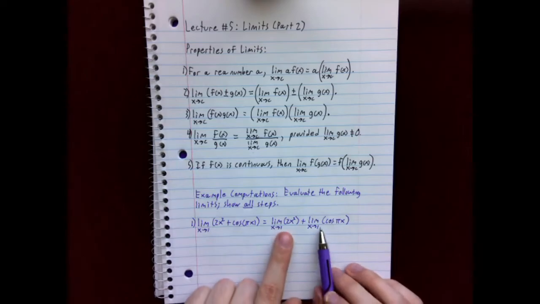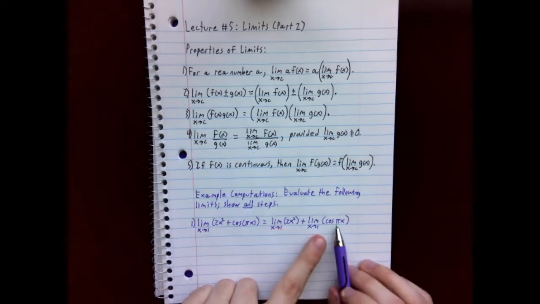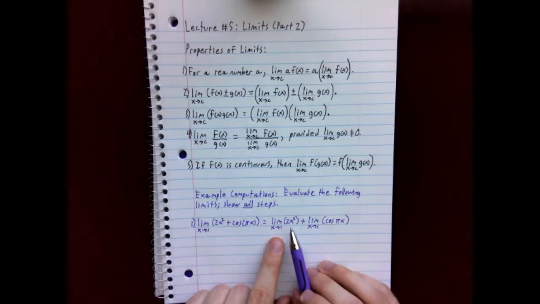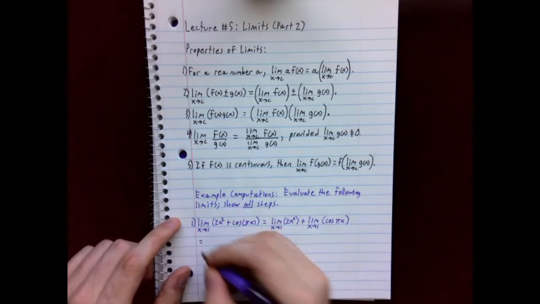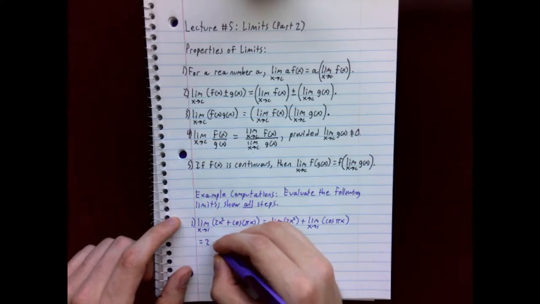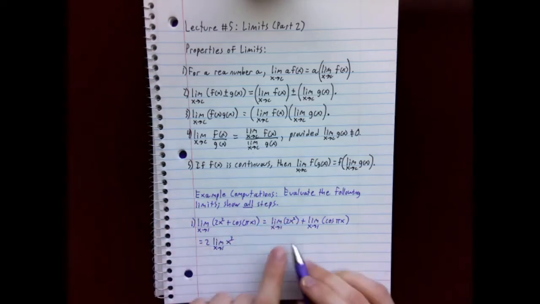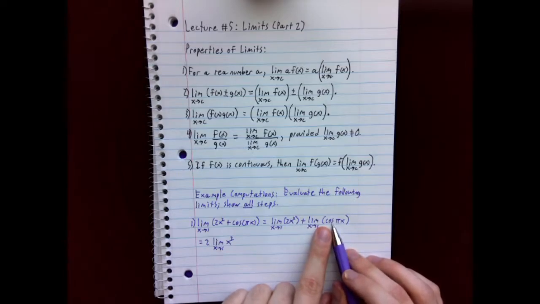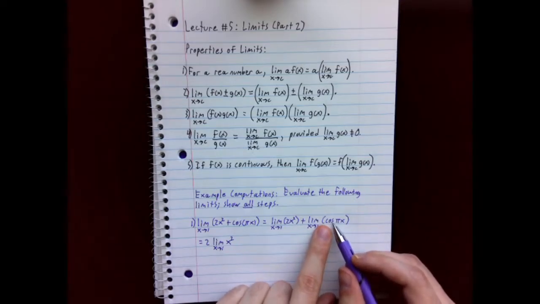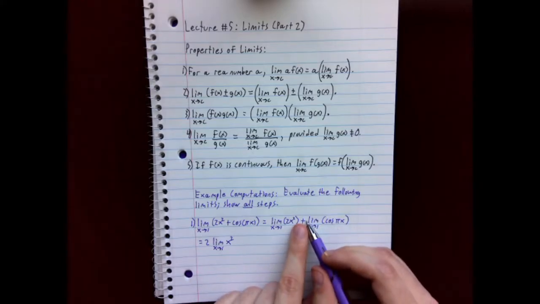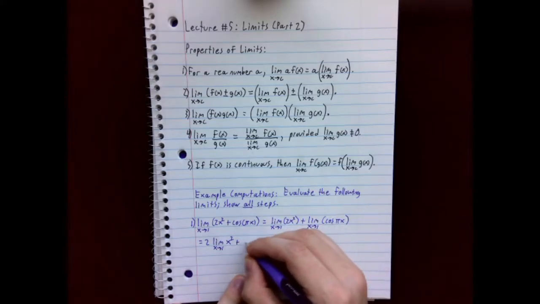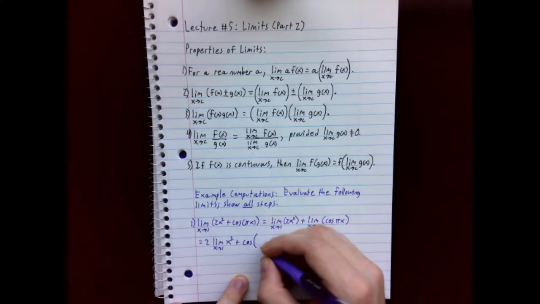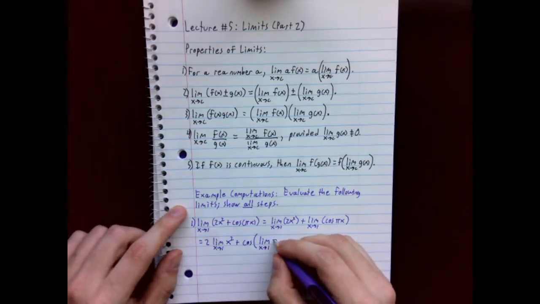And then now I have a composition here, and I have a scalar here, so we can rewrite this as 2 times the limit as x approaches 1 of x squared. All I've done is take this 2 and pull it out front of the limit. And in the second one, cosine is a continuous function. Sine and cosine are both continuous, so I can pull this cosine out front of the limit and evaluate it like that. So plus cosine of the limit as x approaches 1 of pi x.